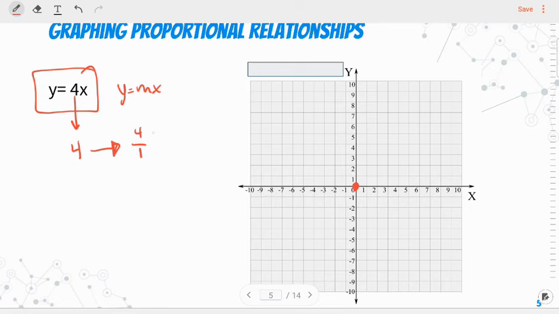Once I have determined my slope as a fraction, I'm going to remind myself what directions to count. 4 is positive, so I'm going to count up. 1 is positive, so I'm going to count to the right. Going to my origin, we're going to count up 1, 2, 3, 4, and to the right 1, plot a point. Up 1, 2, 3, 4, to the right 1, and plot a point. And there's my graph.